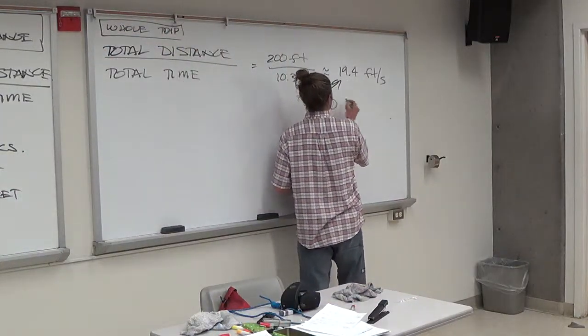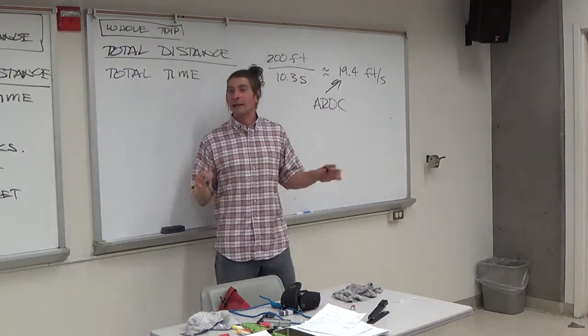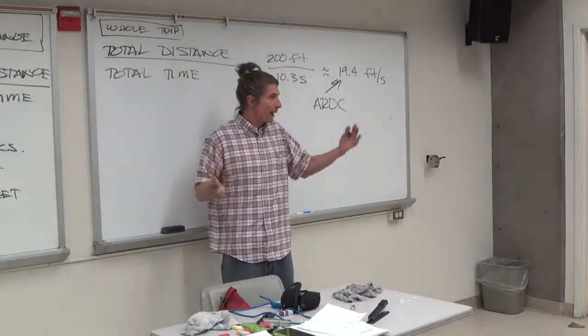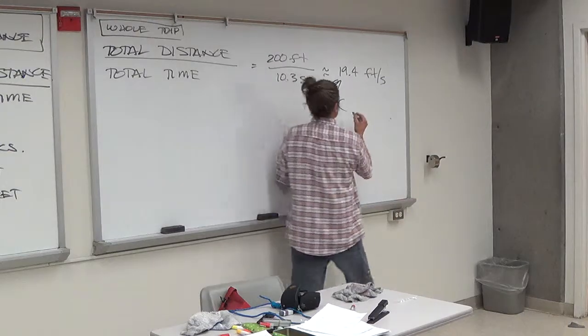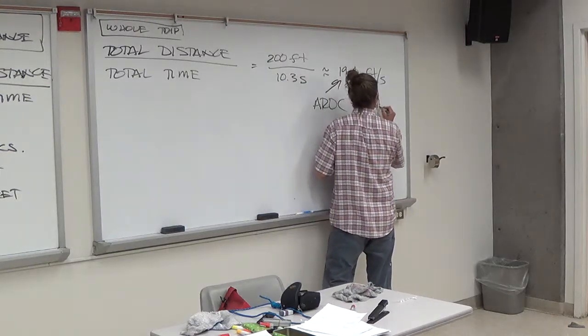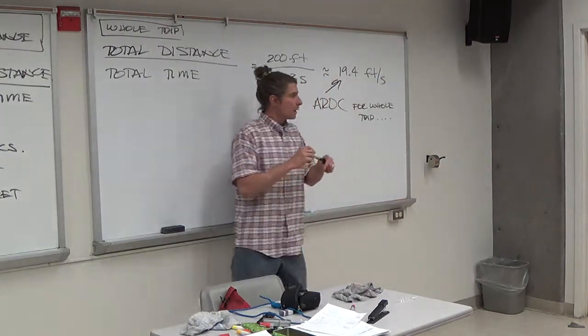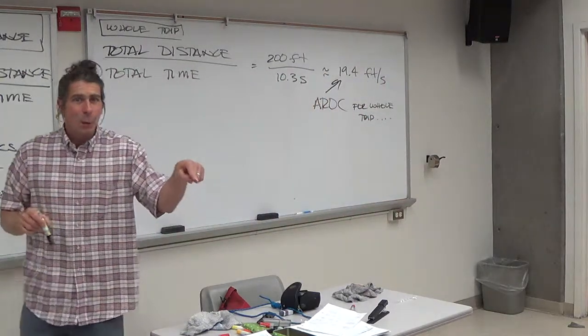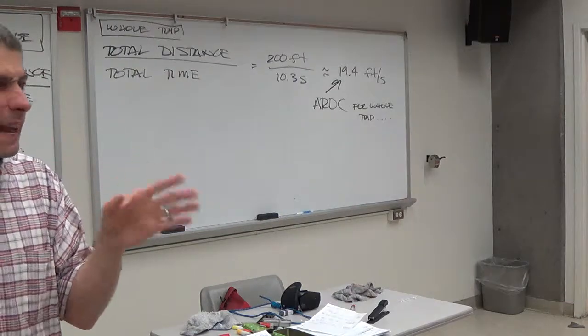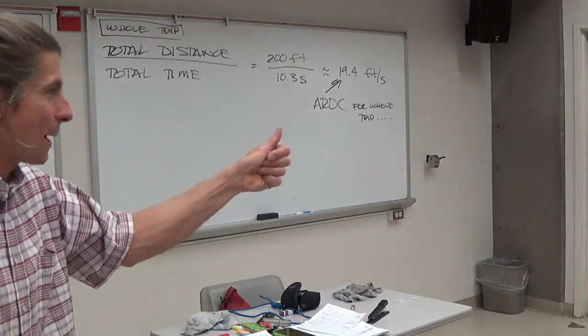Average rate. Can I use AROC? Just realize that AROC is average speed in this case. It's speed, my distance over time. Average rate of change for the whole trip. Now, what I want to know right now is, what does that mean mathematically? What does the average rate of change for the whole trip mean mathematically?